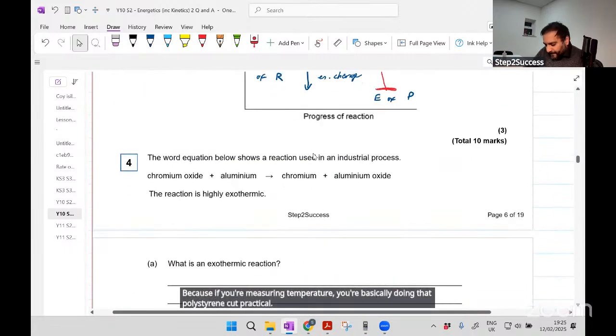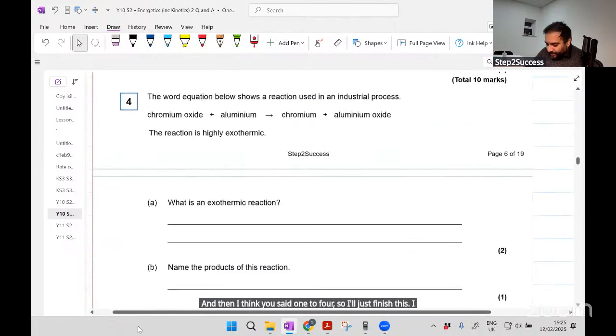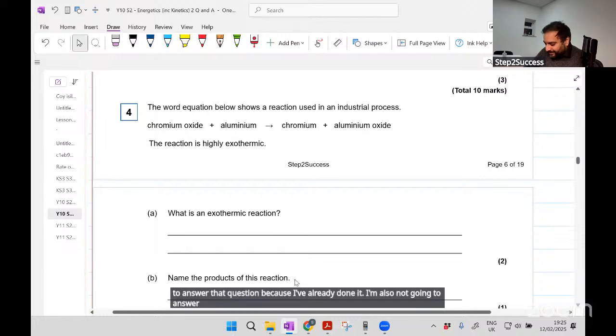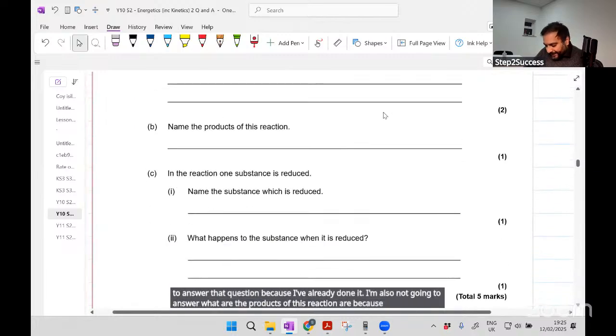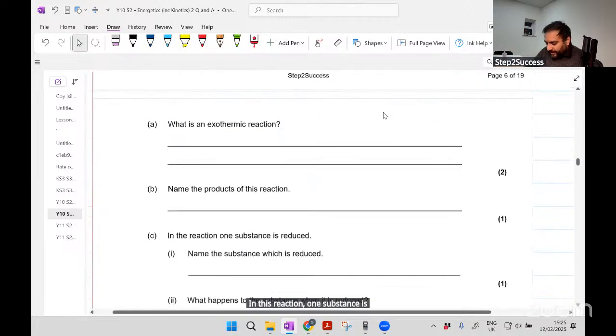And then I think you said 1 to 4, so I'll just finish this. I'm not going to answer that question because I've already done it. I'm also not going to answer what the products of this reaction are because that's relatively straightforward. In this reaction, one substance is reduced. Right, that's a tricky one. It's not that tricky actually.